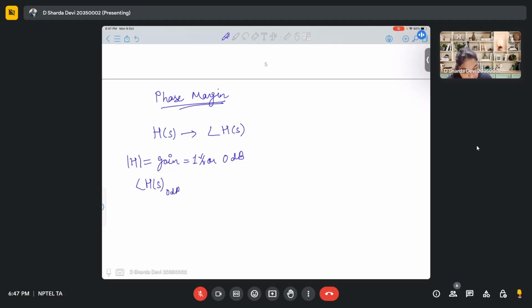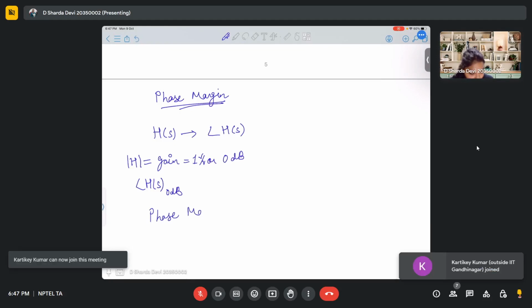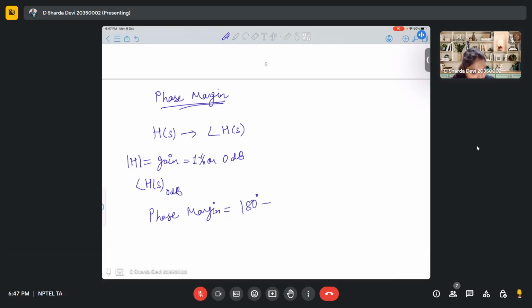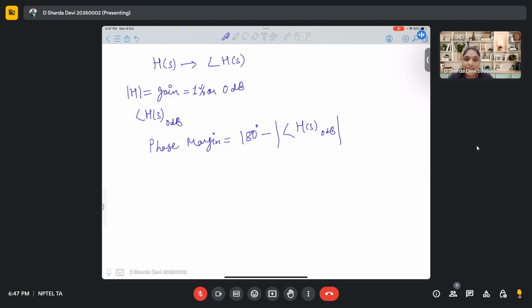The phase at 0 dB is calculated, and that particular phase is subtracted from 180 degrees. So phase margin is 180 degrees minus, let's say, mod of the phase at 0 dB. So how much phase is left from 180 degrees at this particular value of 1 volt by volt? Okay, this is how we define the phase margin.